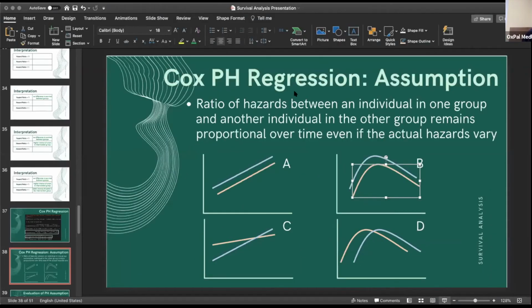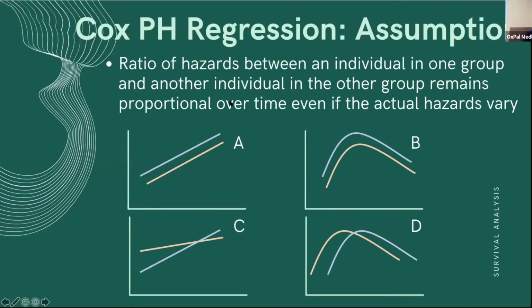So again, the proportional hazards assumption is that the ratio of hazards between an individual in one group and another individual in the other group remains the same, or remains constant over time. So which among these graphs, A, B, C, and D, do you think are proportional? They should run parallel to each other if they're proportional.